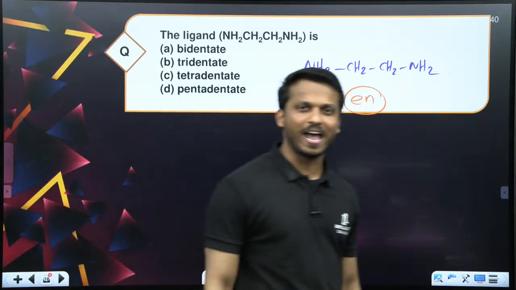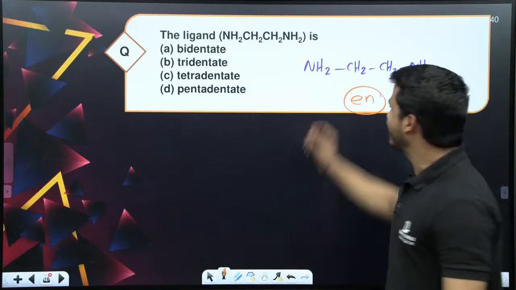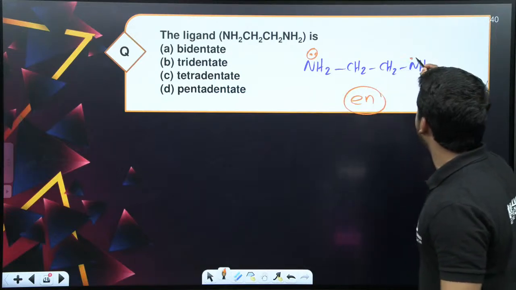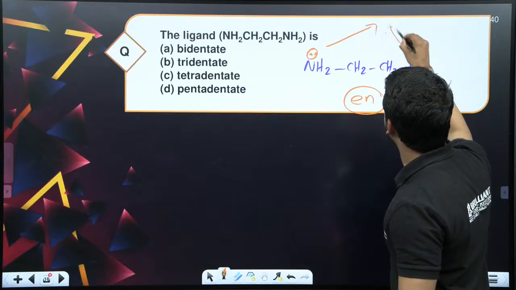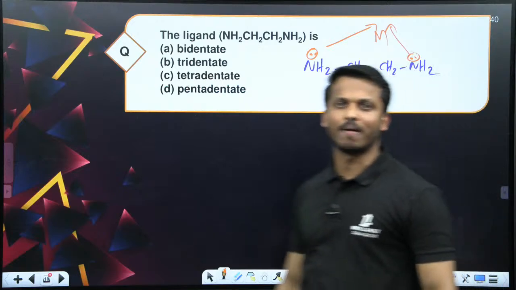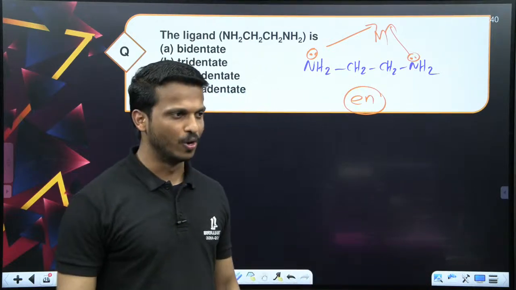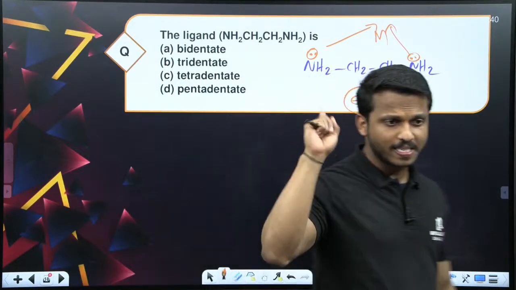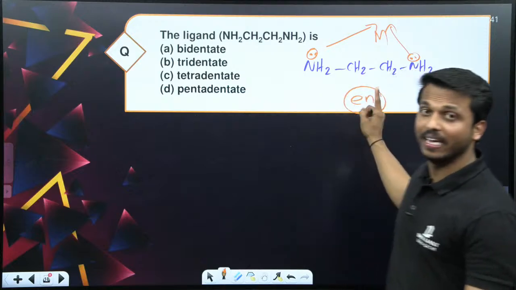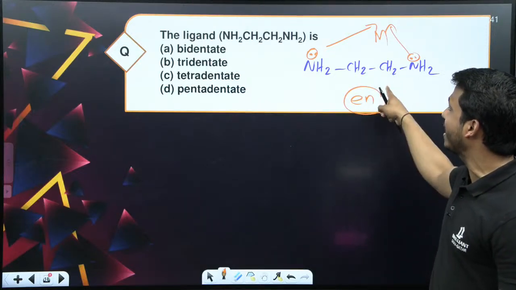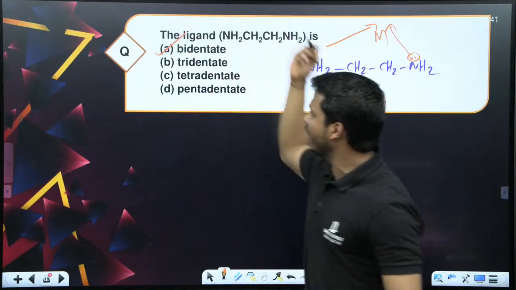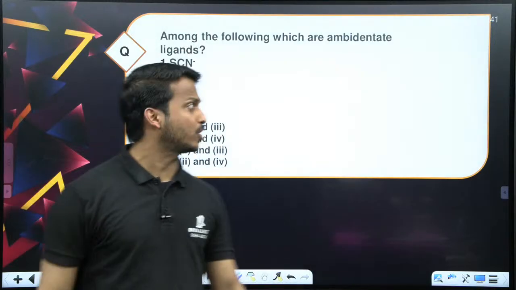En is what type of ligand? It's a bidentate ligand, right? It's a bidentate ligand because the lone pair on nitrogen will be given to the metal. Denticity is 2. So dear all, this is the en ligand, ethane-1,2-diamine or ethylene diamine. It's a bidentate ligand. Yes, we are going for the next question.